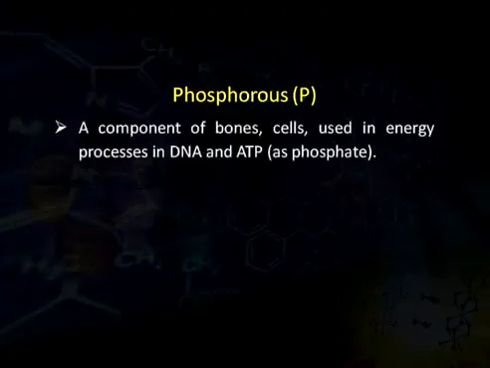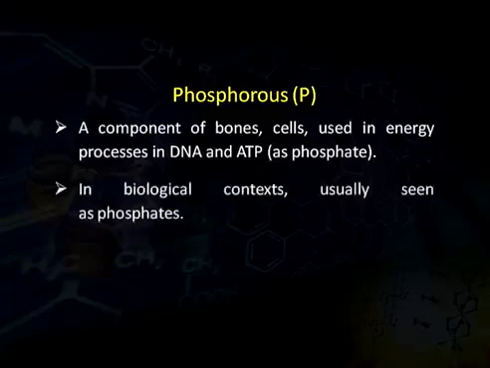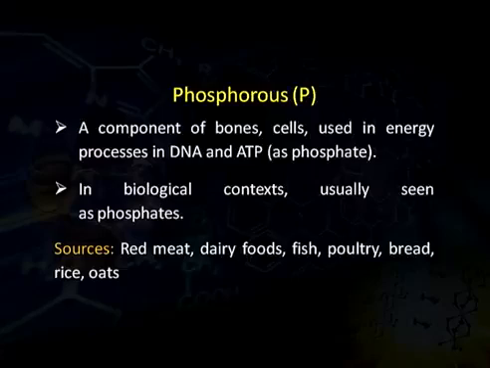Phosphorus, which is another element, is a component of bones and cells and is used in the energy production of DNA and ATP as phosphate. In a biological context, usually it is seen as phosphates. Its sources are red meat, dairy food, fish, poultry, bread, rice and oats.